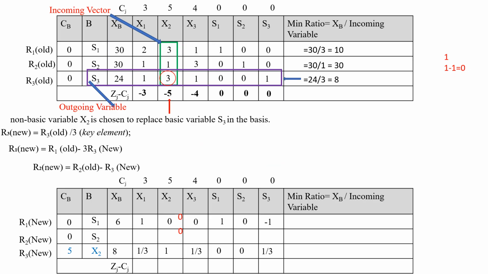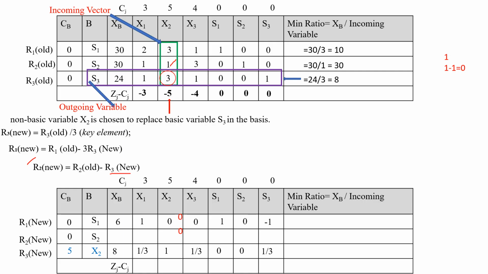Next we apply the row operations for the second row. In the old simplex table, at row 2 and x2 position, its value is 1. But we have to get its value as 0. So 1 minus 1 equals 0. So we can say R2 old minus R3 new. So next our row operation is R2 new equals R2 old minus R3 new.